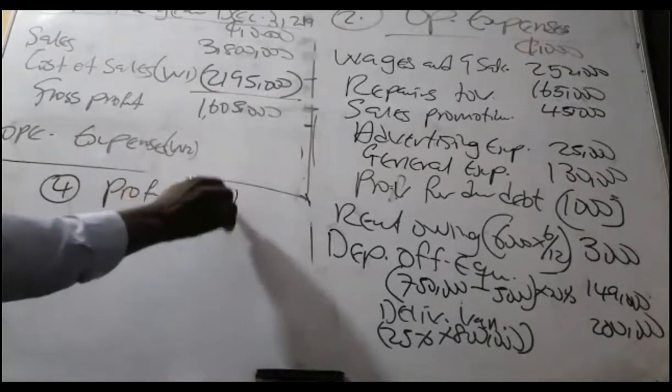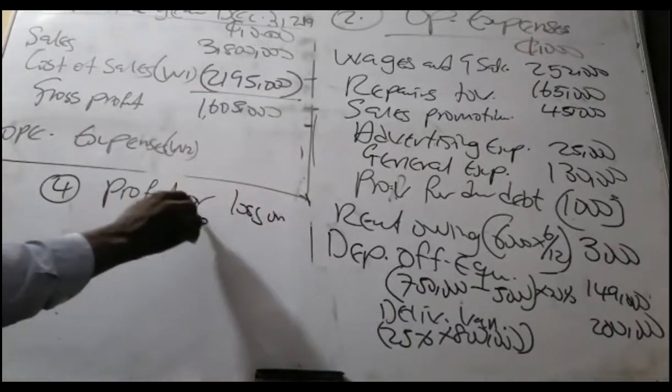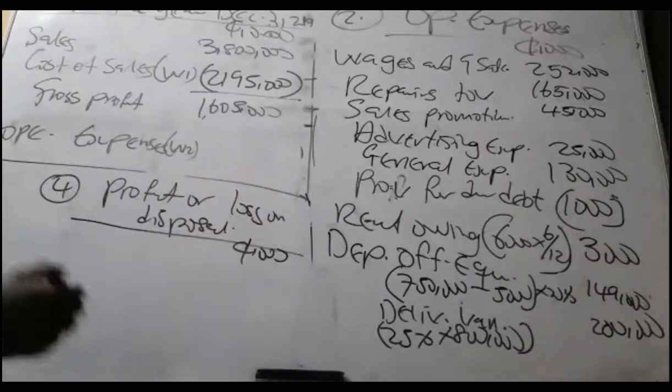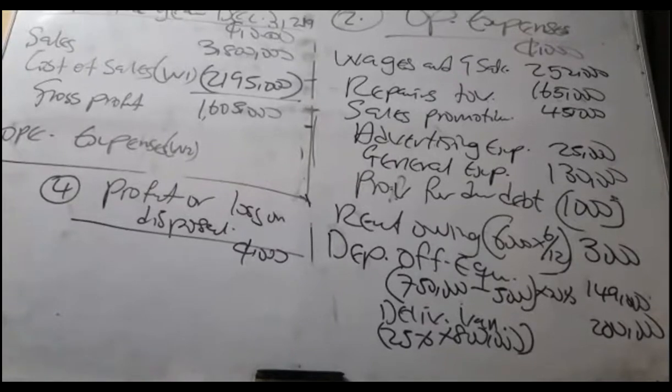So profit or loss on disposal, in your currency. We said for the profit or loss on disposal, we need two items. What are they? The proceeds, how much they sold the asset for, and then the carrying amount. But before that, we should ask ourselves, have they recorded anything at all?